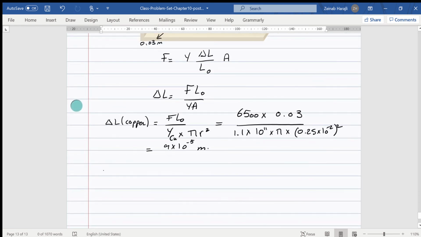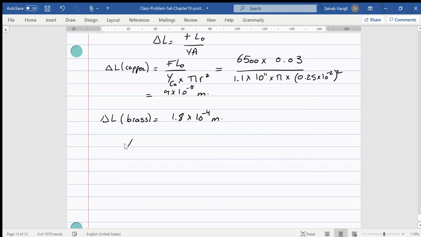And with a similar calculation, you can find the change in the length of brass, and it will be 1.8 times 10 to the power minus 4 meters. Of course, the initial length is different, A is the same, and the Young modulus will be different. And finally, the total change in the length is going to be the sum of these two, and we will get 2.7 times 10 to the power minus 4 meters.